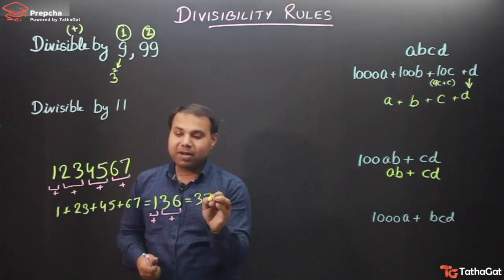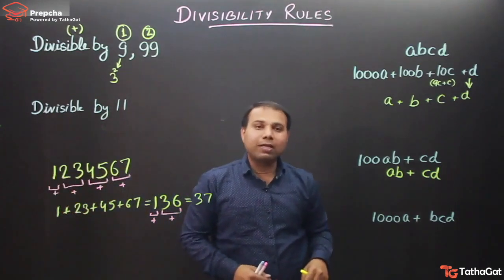That means this complete 7-digit number is 37 more than a multiple of 99.